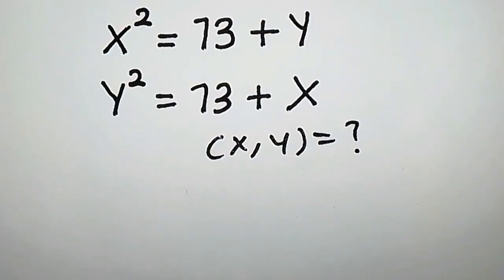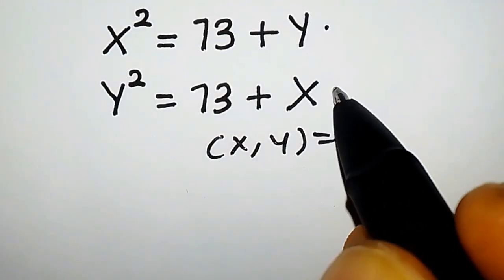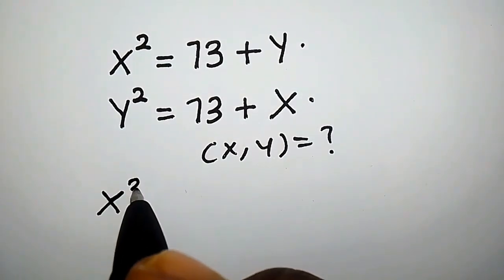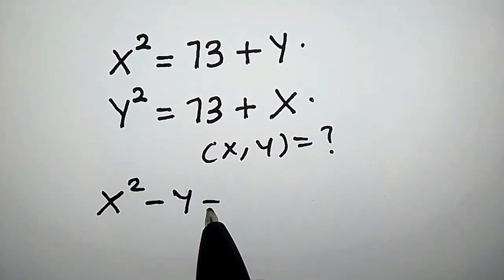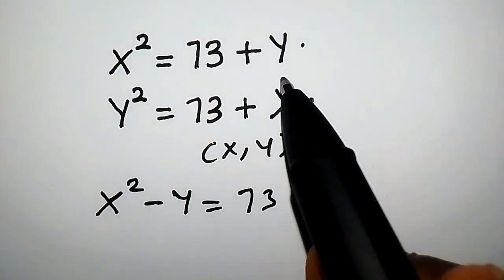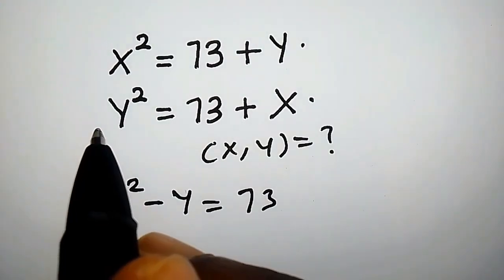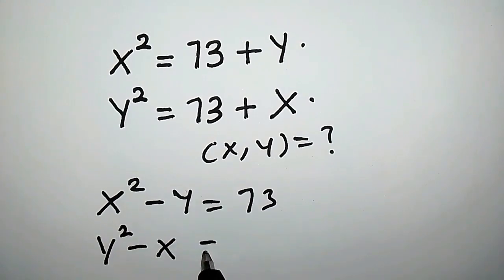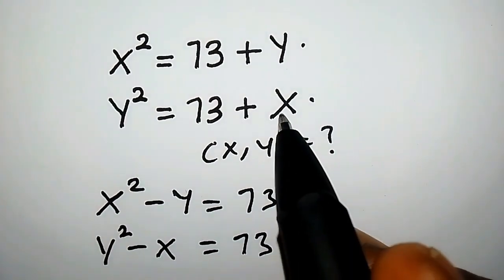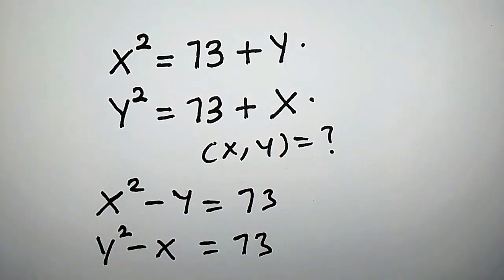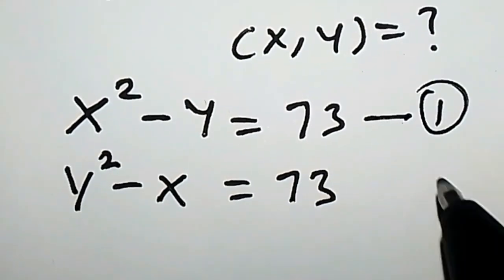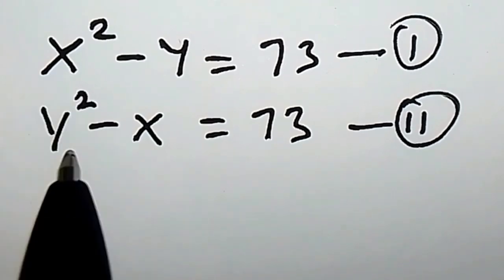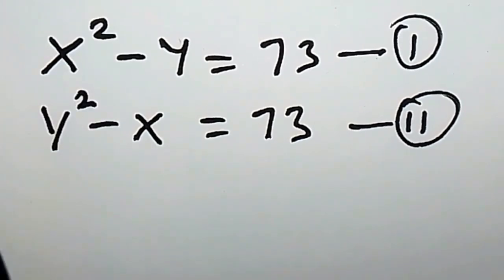The first thing we are going to do is to rewrite these equations. Consider this one first. That will be x squared minus y equal to 73, if we move y to the left side. Likewise this one, that will be y squared minus x equal to 73, by just moving x to the left side. Let us call this equation 1 and this equation 2. The best approach to solve this is to subtract these.